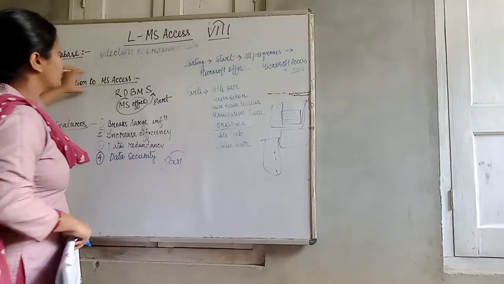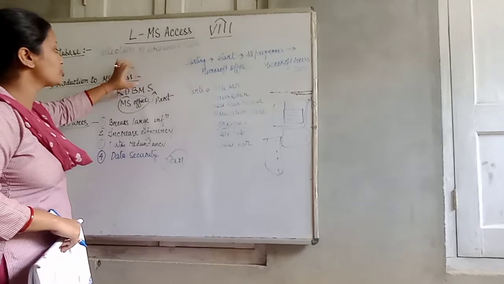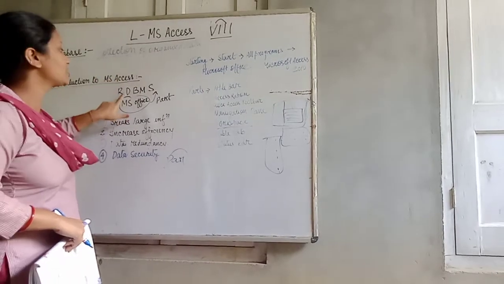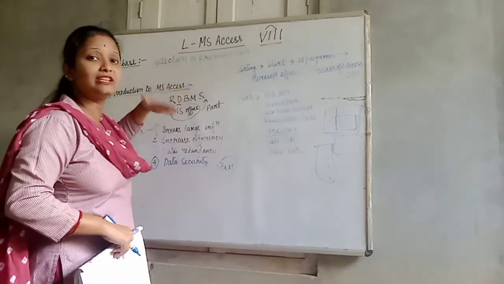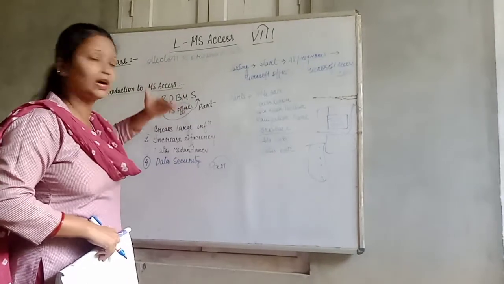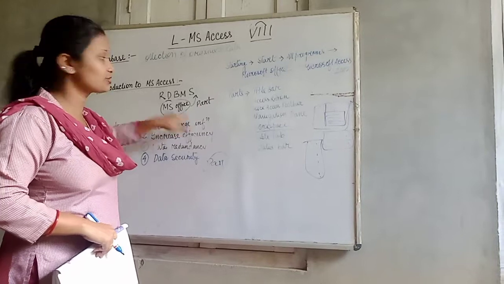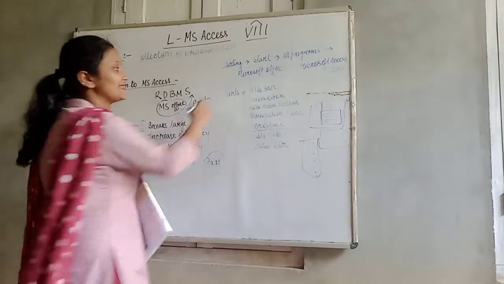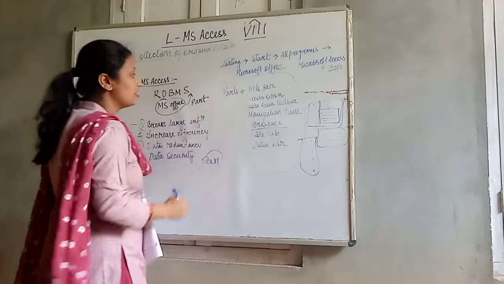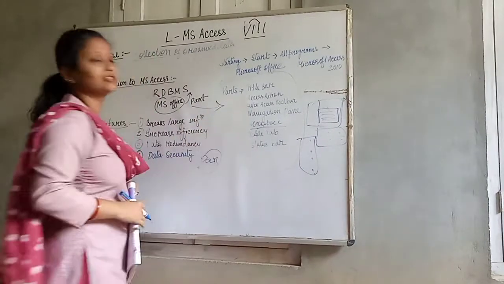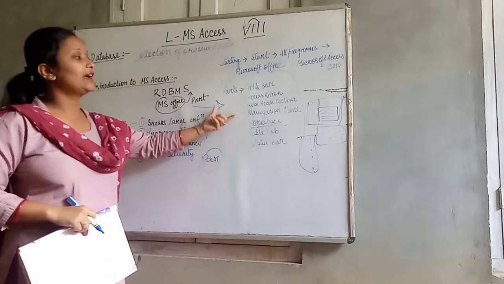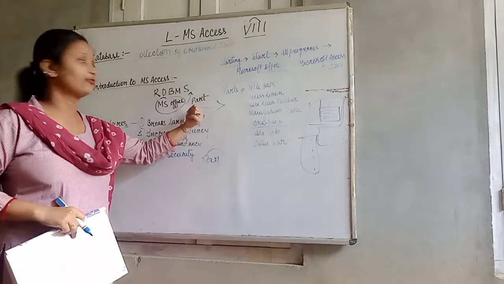What is introduction? It is the most popular RDBMS, Relational Database Management System. Relational means having relation with one another. It is a part of MS Office, like Microsoft Office Word and Microsoft Office Excel. So I told you this is the same as Microsoft Office Word. Why? Because it is a part of MS Office. That's why MS Access is a part of MS Office.